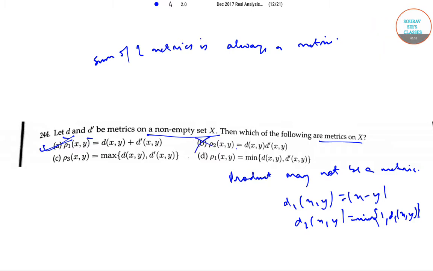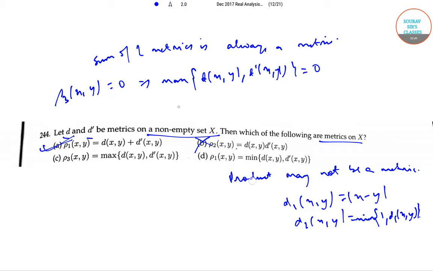Now for option C, if rho3(x, y) is equal to 0, this implies maximum of d(x, y), d'(x, y) is equal to 0, which further implies d(x, y) is equal to d'(x, y) is equal to 0, which implies x is equal to y. Similarly, we can verify all other properties. So option C is correct.